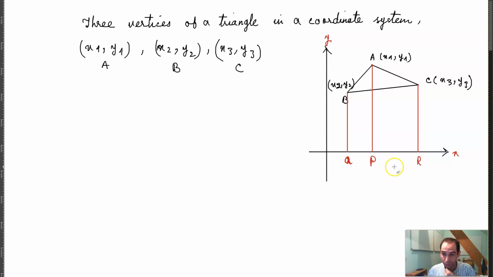then basically ABQP is a trapezium, and also APRC is a trapezium, and BQRC is also a trapezium. So you can argue that the area of this triangle is basically the area of this trapezium plus the area of this trapezium minus the area of this trapezium down here, right?